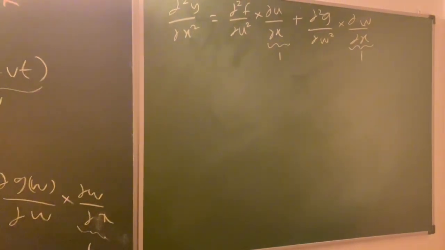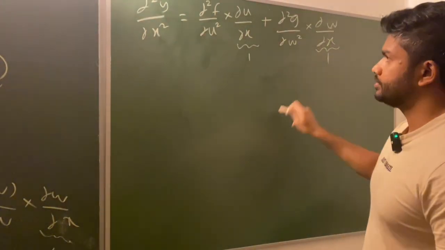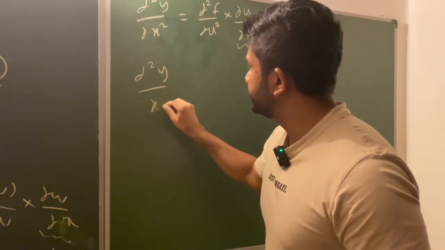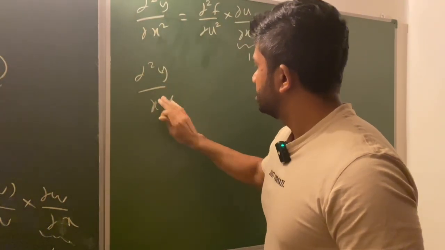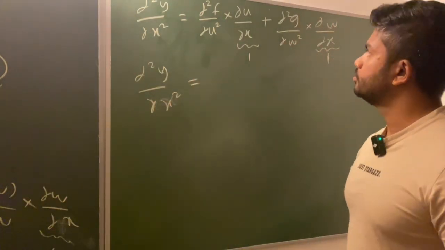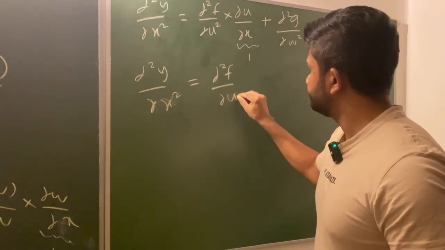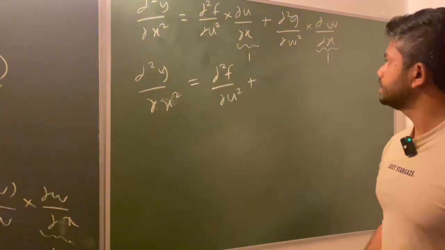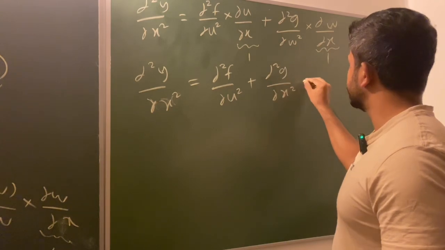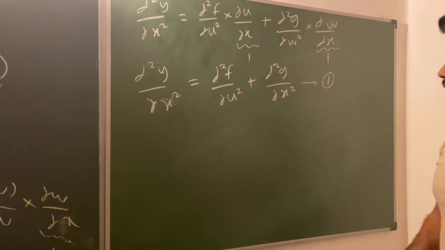So anyway, this is now ∂w over ∂x, that's 1. Now let me get something meaningful here. ∂²y over ∂x² is now equal to ∂²f over ∂u² plus ∂²g over ∂x². Put it aside, this is very useful.